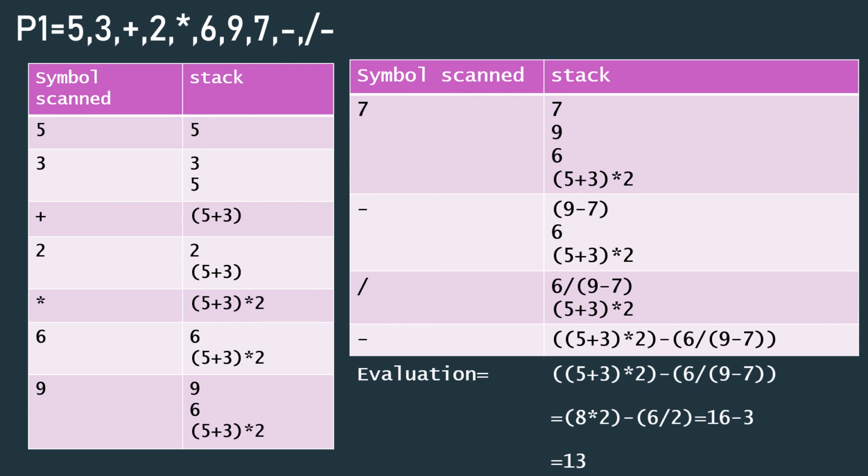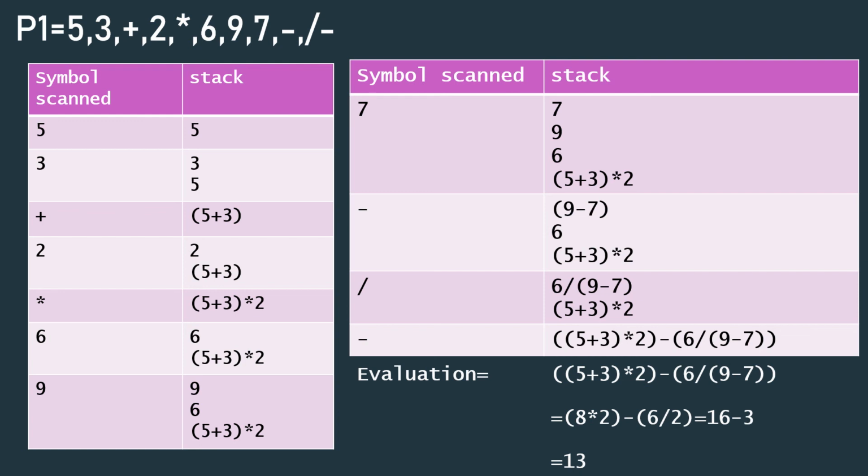like this. First symbol to be scanned is 5, that will go to the stack. Second is 3, that will also go to the stack. And plus operator is scanned. Here the top two elements 3 and 5 will be popped and the operator will be placed in between them and we will again push it into the stack. Now here you can see I have kept the operation within bracket, so it will be easier.